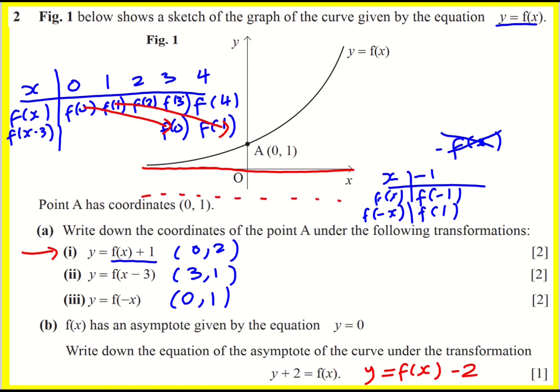This means every single point is going to go down by 2, and my graph would actually look a bit like this. The equation of the asymptote would then also go down by 2, or I should say translate by minus 2 in the y direction, so we'd get y equals minus 2.